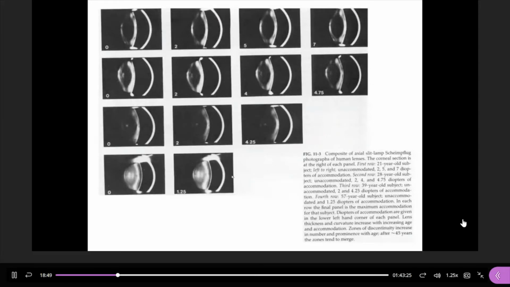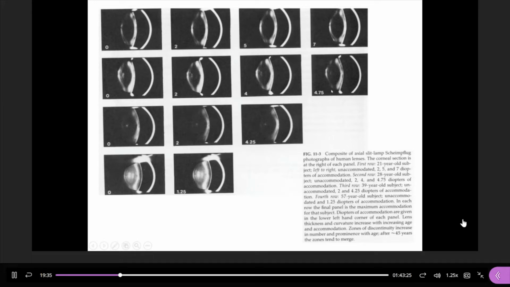So in this diagram, what I want to show you is 4 different patients. The first row here, if you look at the legends, is a 21 years old student or subject. Okay, so this is the 0. Zero means they are looking at a distant object, and that's why the stimulus to accommodation is 0. So there's no stimulus. This is 2 diopters of accommodation, this is 5 diopters of accommodation, and this is 7 diopters of accommodation. And the first row is a 21 years old subject.